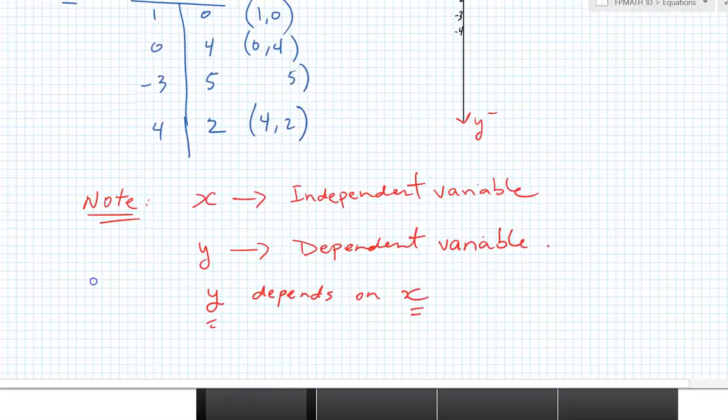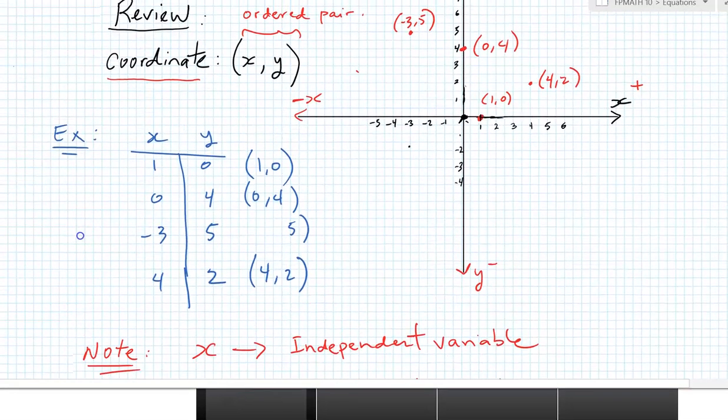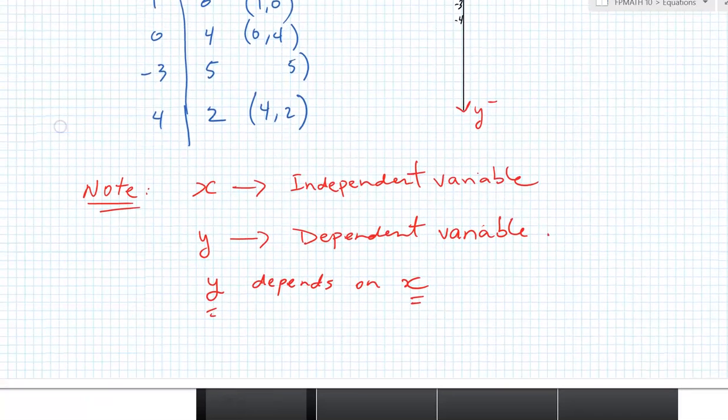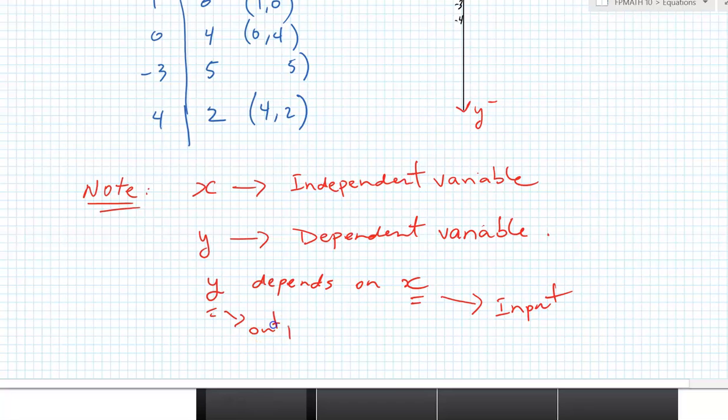Okay, now that you've done plotting the coordinate points, just a quick review again. Don't forget, x value or x coordinate is the independent variable when it comes to Cartesian coordinate, and y is the dependent variable, and basically that means that y depends on the value of x. So another term for x is an input, and y is the output.